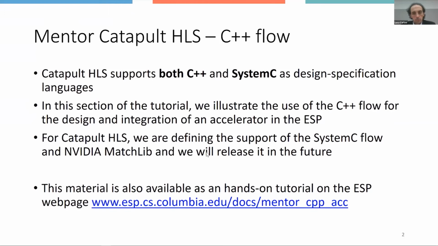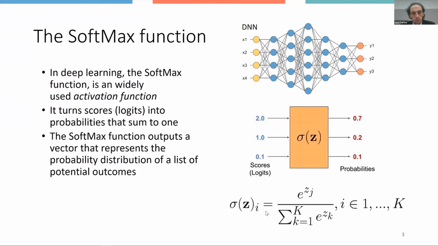The material that I will present in this section is also available as a hands-on tutorial on the ESP webpage. We choose the softmax function as a running example for this section. In machine learning, softmax is a widely used activation function that usually you find at the end of a deep neural network because it turns scores, floating point values, into probabilities. The sum of the output values is 1.